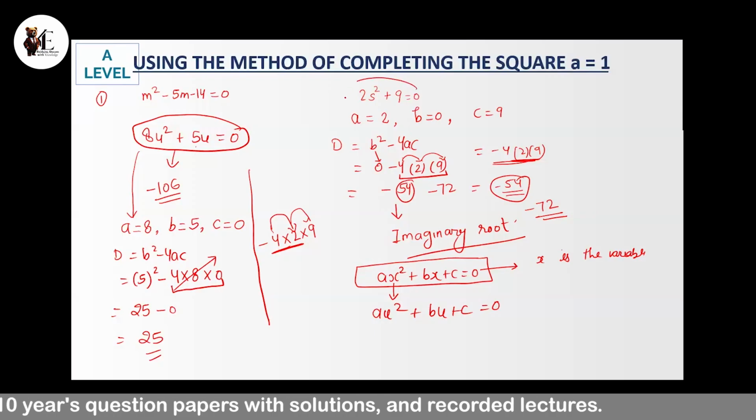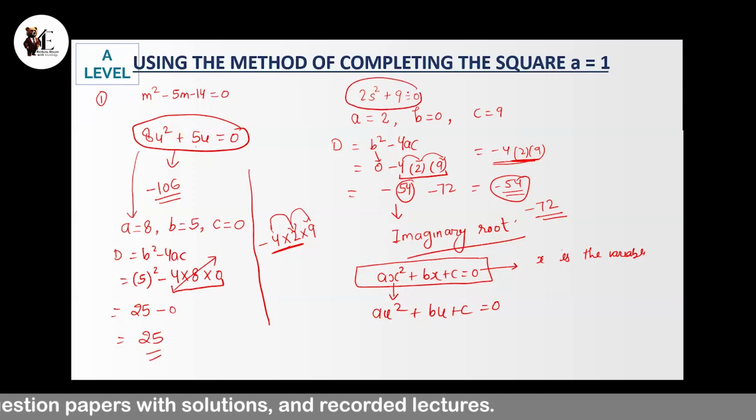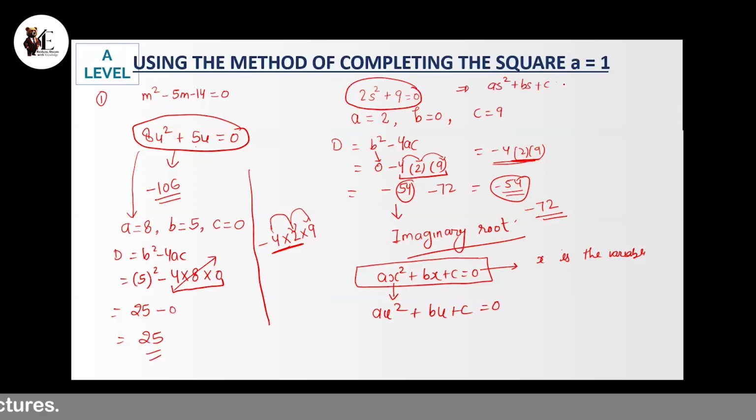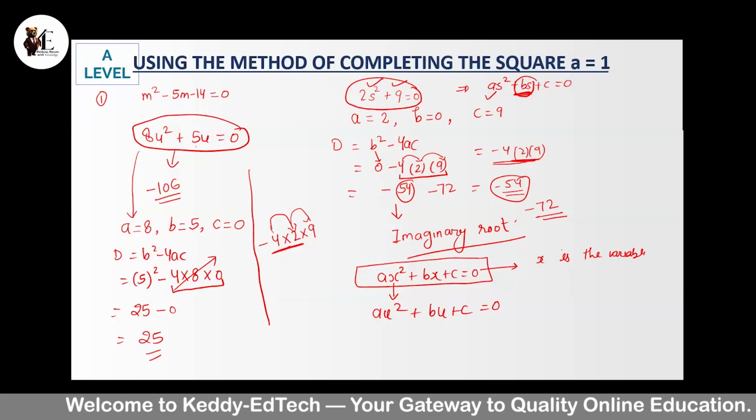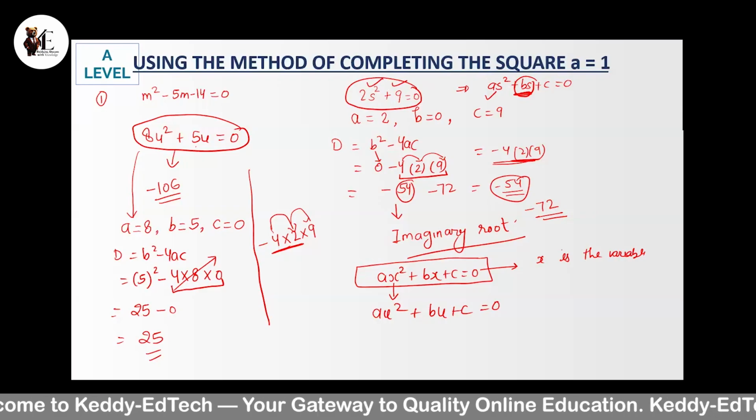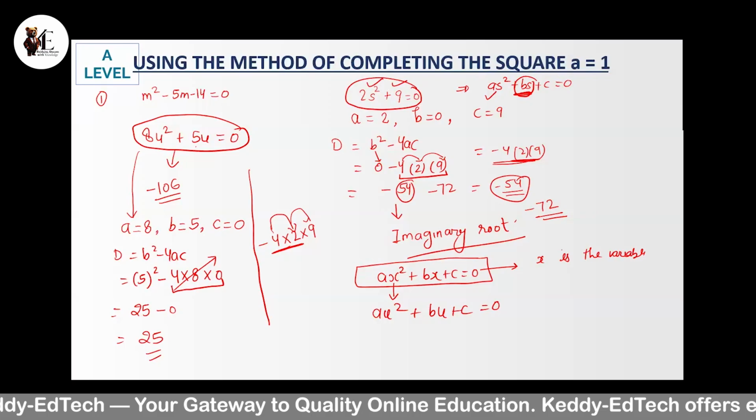In this one, they have taken the equation 2s square plus 9 equals 0, with variable s. So there is no s term present, because the standard form is a s square plus b s plus c equals 0. There is only the square term and the constant term. There is no s term present. That is why I have taken b as 0, because b is the coefficient of s. Oh, so if there's no variable term in the second number, then you put it at 0. Yes.